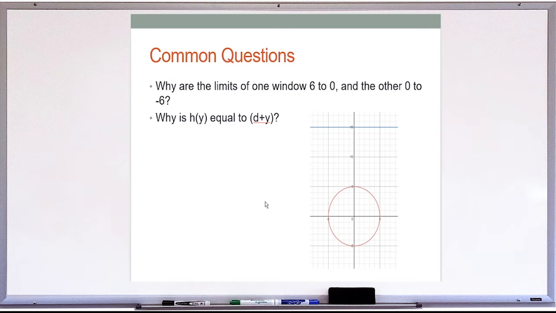That's because it's the top part of the circle. And 0 to negative 6 is the bottom part of the circle. And since we're compensating for the fact that the center of the circle is 0, 0, the function of h has to be d plus y. Usually for a regular shape, it would just be negative y. But since we're dealing with the center of the circle being the origin, it has to be d plus y.